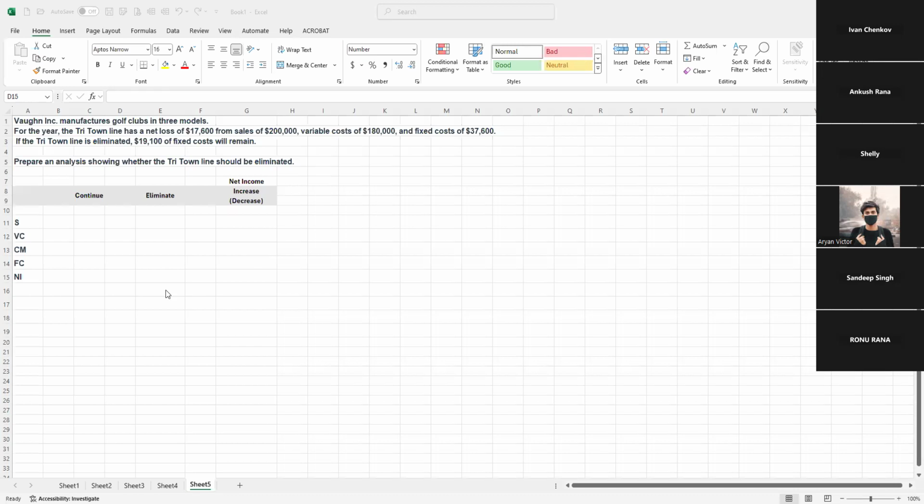So what's happening here? This company manufactures golf clubs, 3 models. For the year, one of the clubs has a net loss of $7,600 from sales of 200, variable cost 180, fixed cost 3760. If this line is eliminated, 9,100 fixed costs will stay.